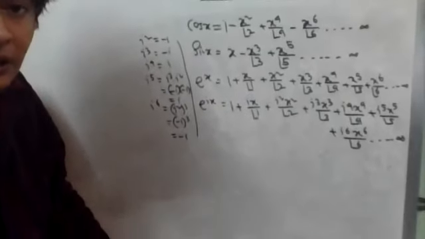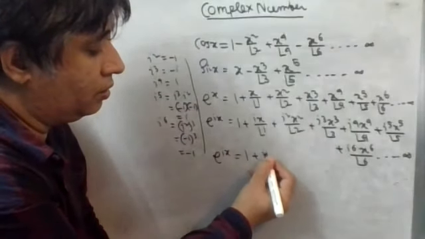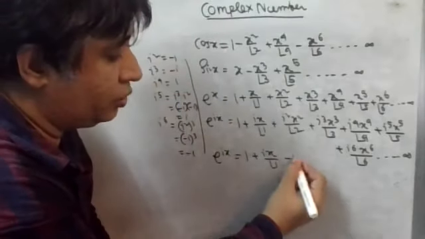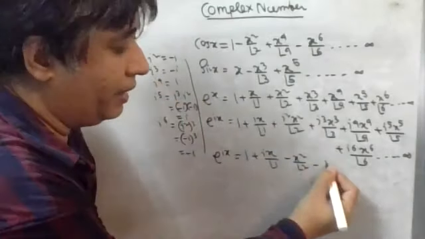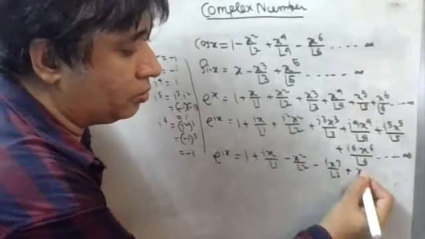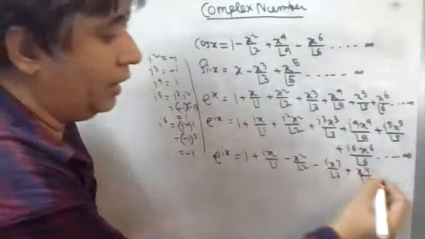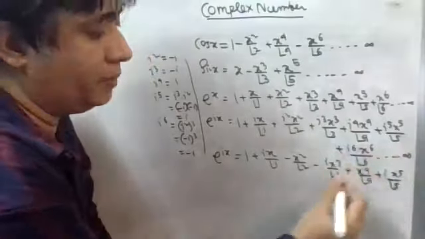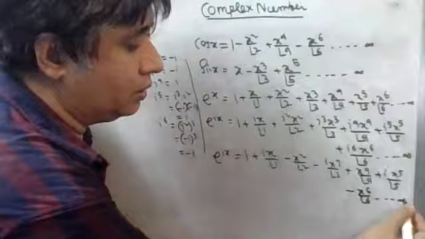They'll use these results: 1, then ix by factorial 1, i square is minus 1, so this is minus x square by factorial 2, i cube minus ix cube by factorial 3, i to the power 4 is 1, x to the power 4 by factorial 4, i to the power 5 is again i, x to the power 5 by factorial 5, i to the power 6 is minus 1, and so on.